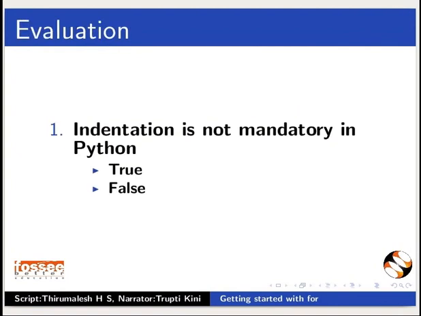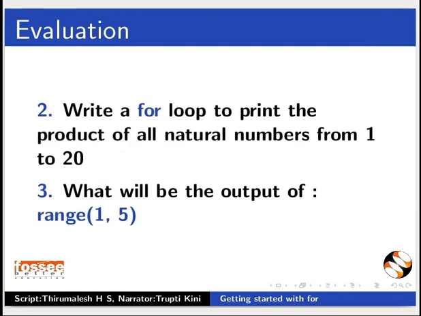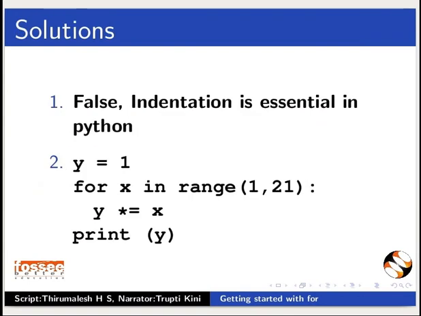The first parameter is the starting number of the sequence. The second parameter is the end of the range. Note that the sequence does not include the ending number. The third parameter is for stepping through the sequence. Here we gave 2, which means we are skipping every alternate element.